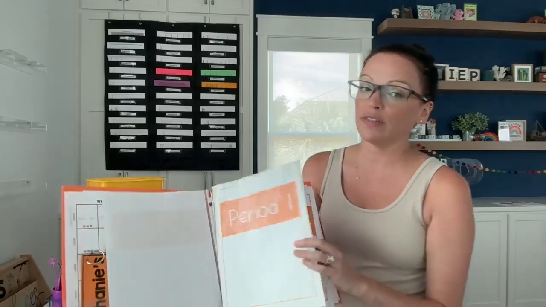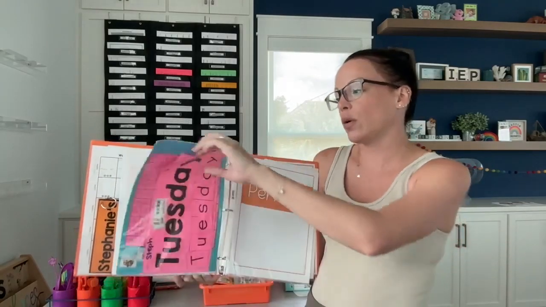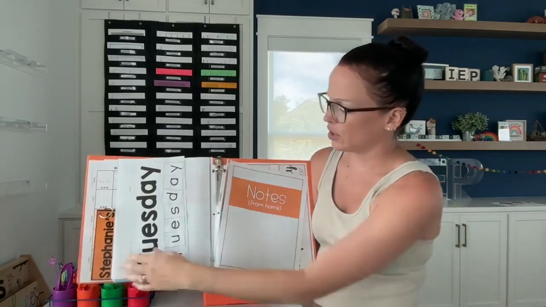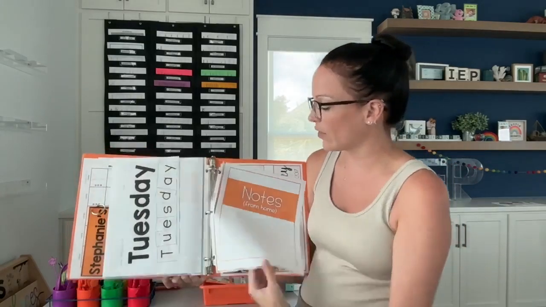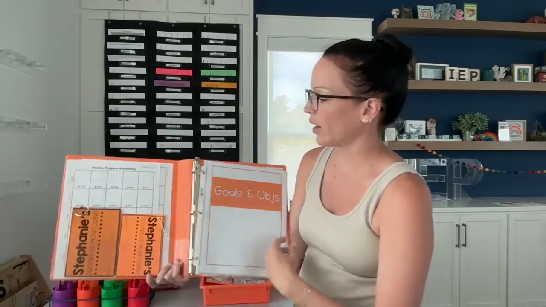And so I put all of these pages in these binder sleeves and page protectors, and then I throw all the work samples in behind period 1. And so you can see I have some back here too as well. That way I have all of the things ready to go. And then I have notes from home, and that's just an old cover that I had on this binder.